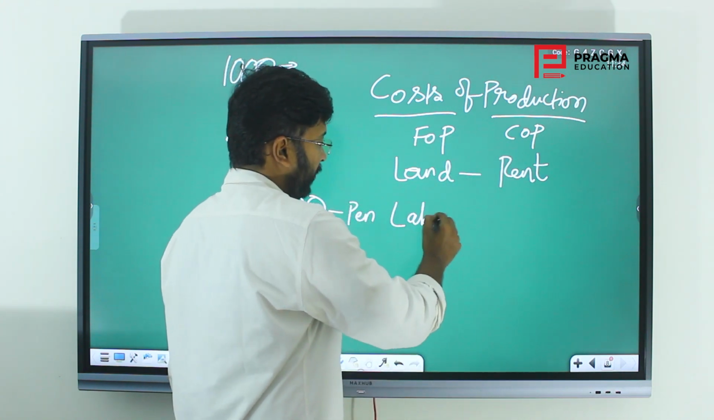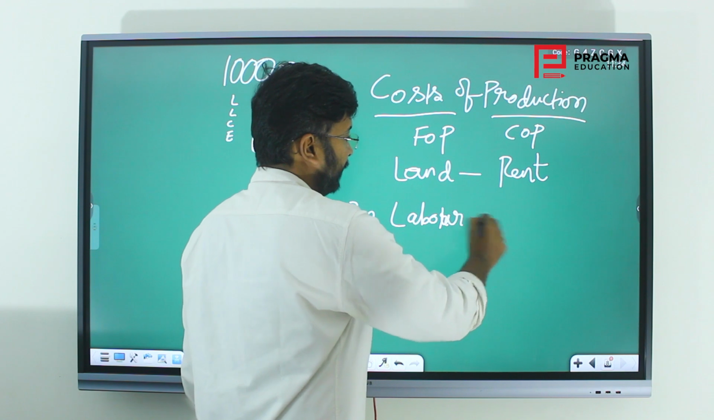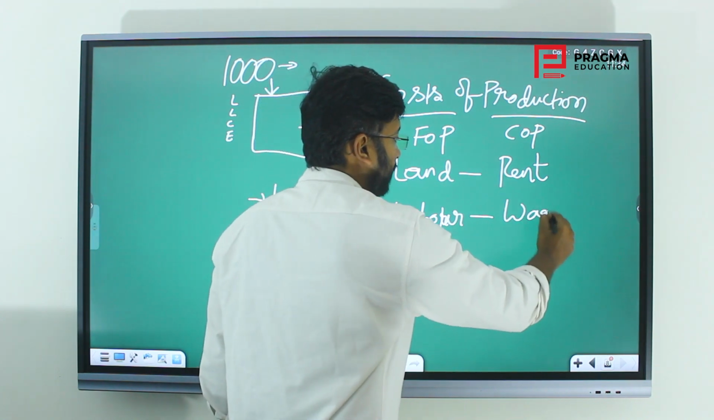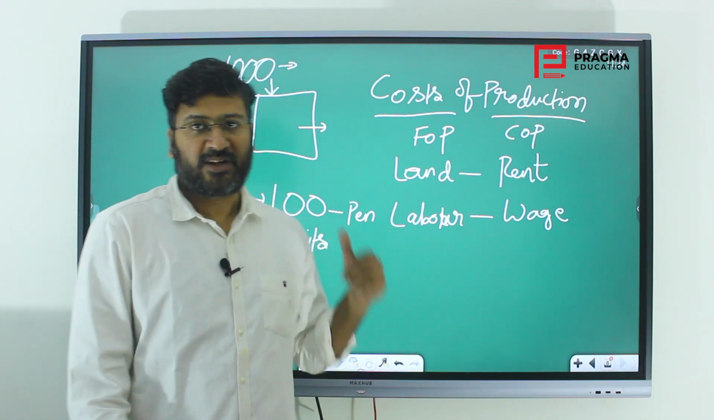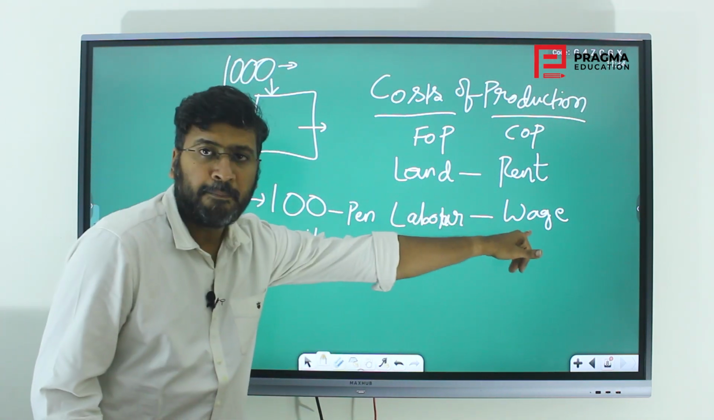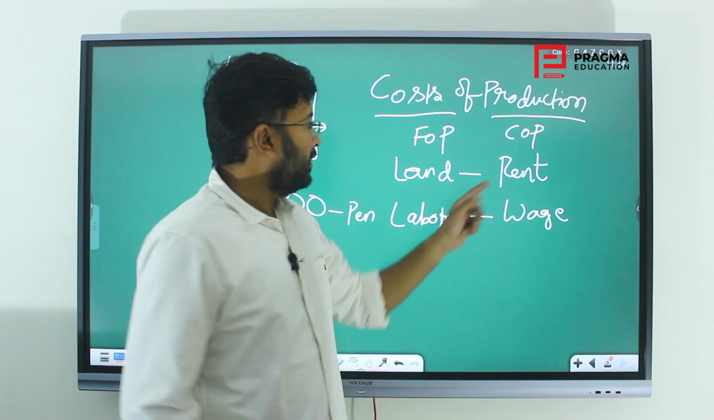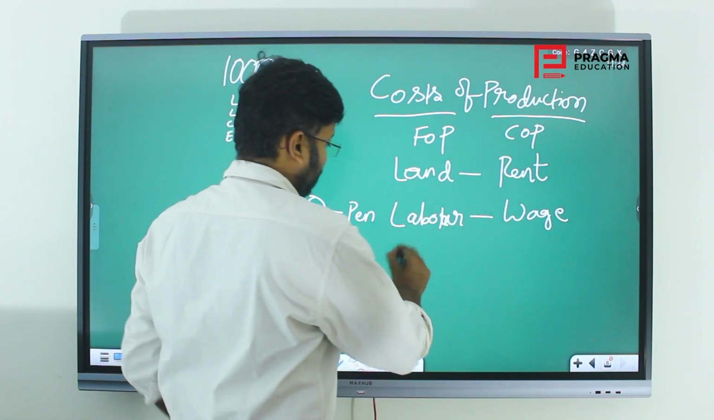For the second factor of production, labor, what is the cost of production? Wage or salary. If I need labor in my company, I need to pay them salaries. And if I need land, I need to pay rent. Third is what?